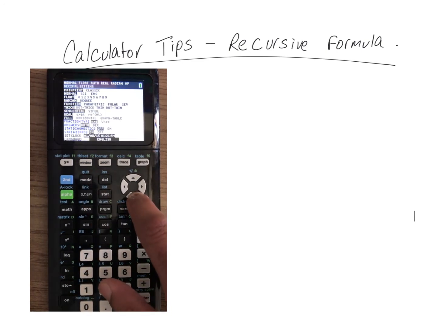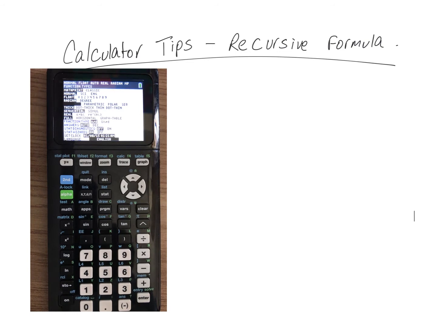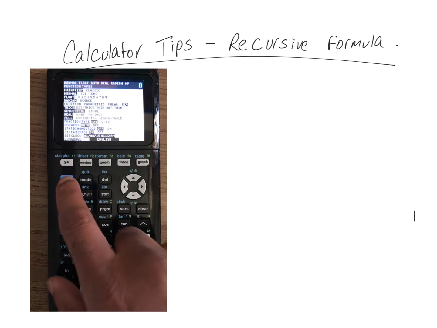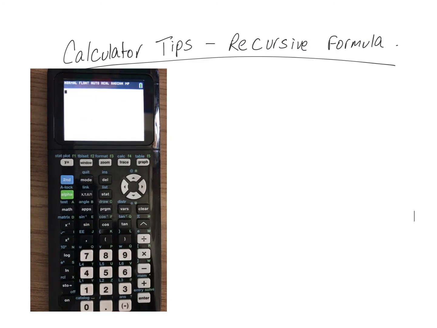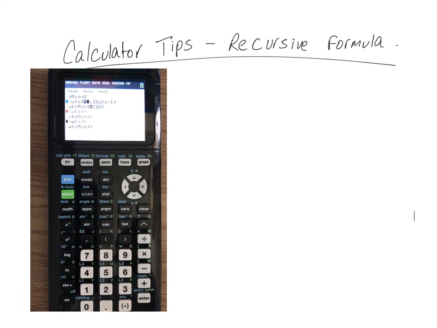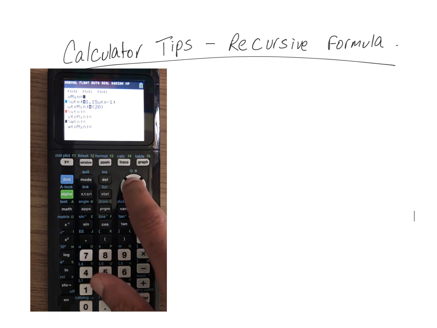So we'll go to the fourth line which says function. And if you scroll down, you'll come to SEQ, which represents sequence. Let's hit enter. Okay, then we can come out of this by using second quit, and then we'll use y is equal to. So I did put a recursive formula right here.